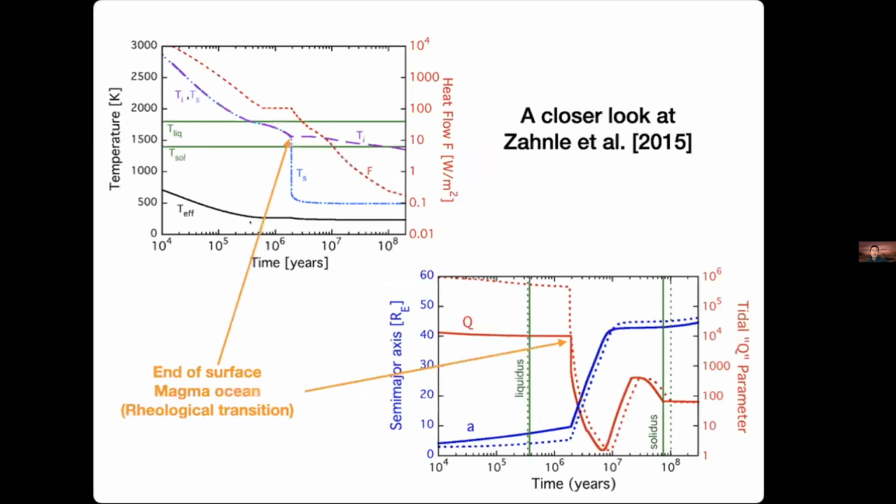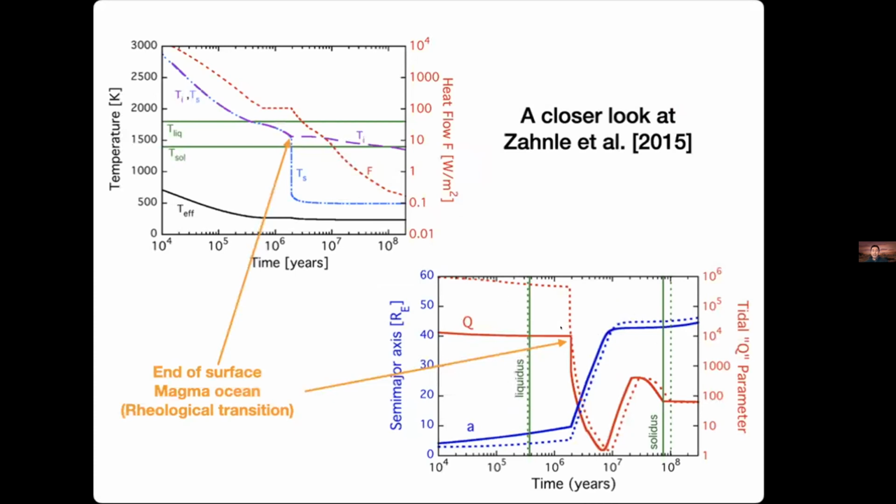So this plot shows the thermal evolution of Earth corresponding to the tidal evolution shown previously. Purple is the internal temperature, and blue is the surface temperature. They go down together until the rheological transition, somewhere between liquidus and solidus. And then after the rheological transition, surface temperature plunges like this.